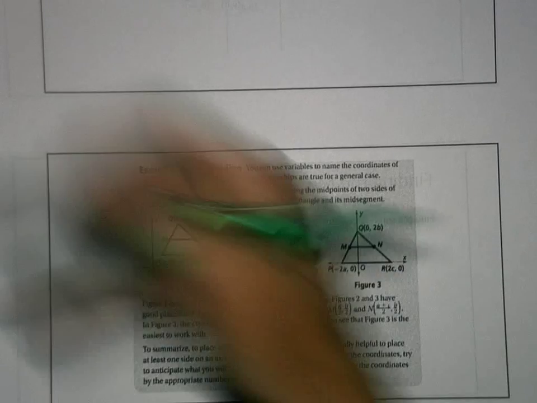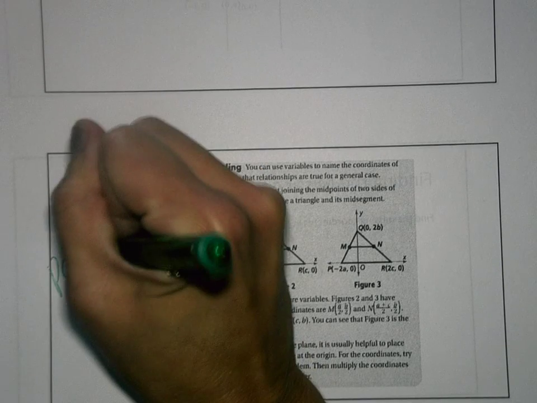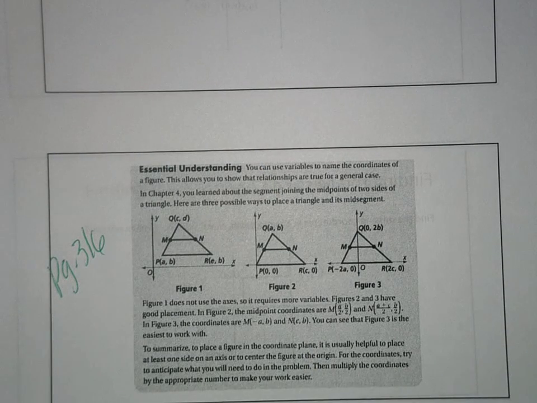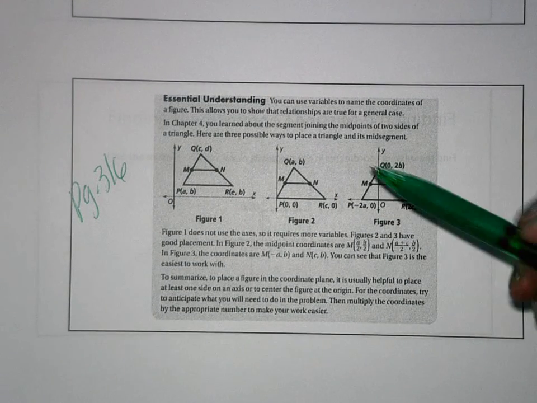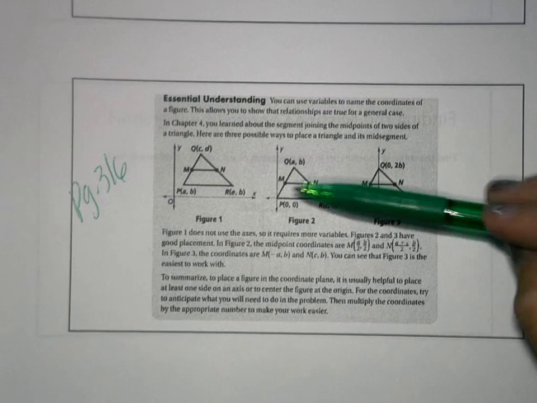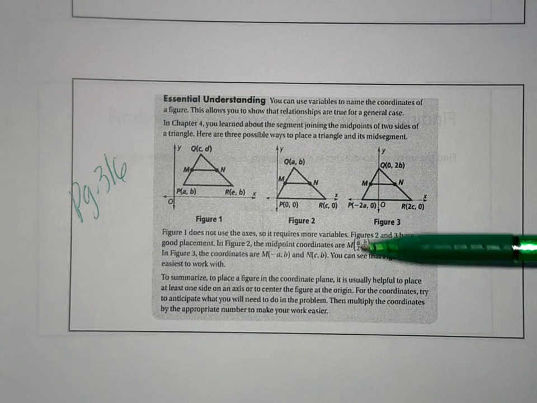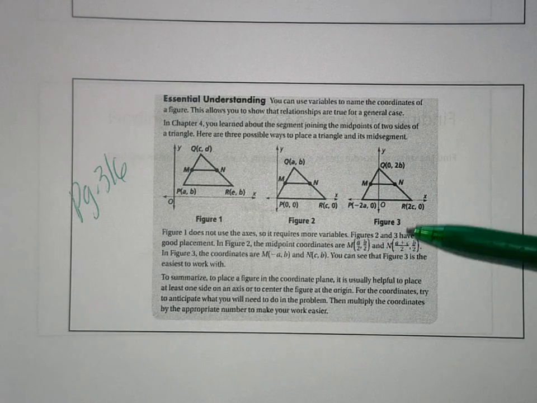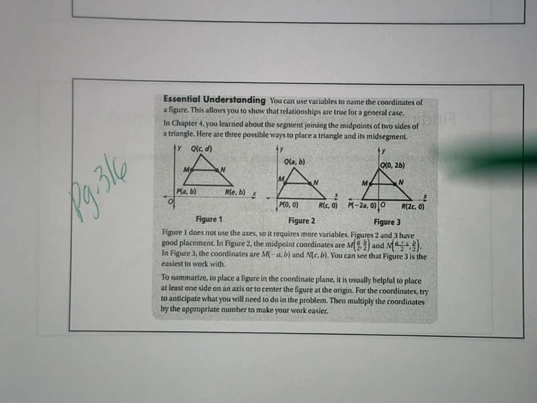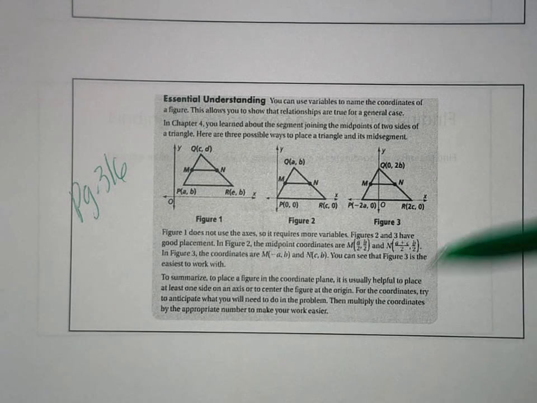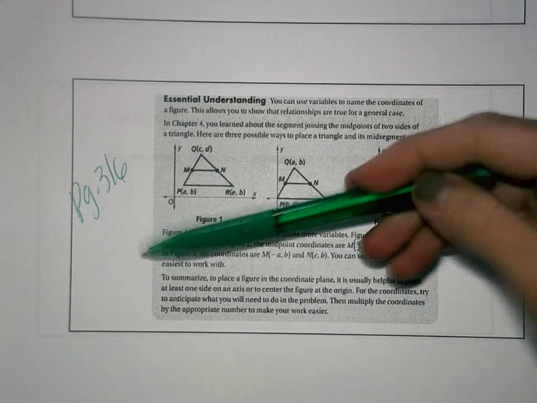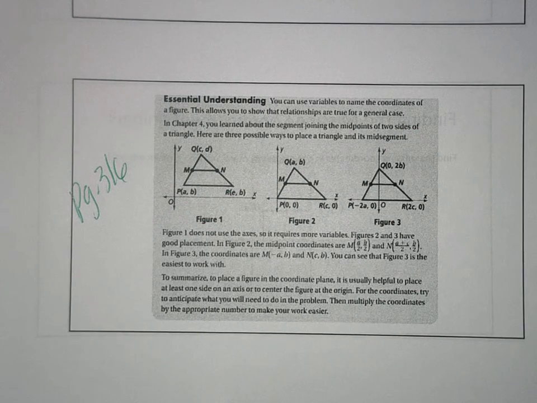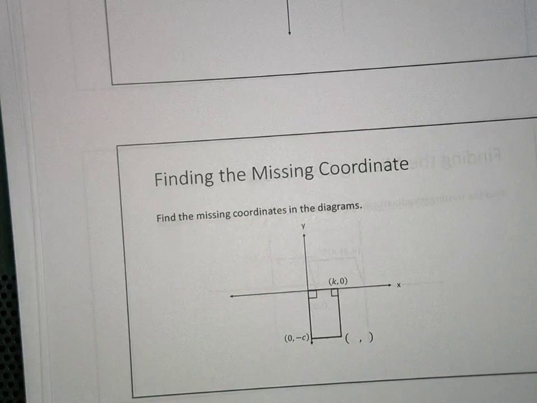In your books, this is on page 316. You don't need to turn to it because you have it right there in front of you. But basically, they are using letters instead of numbers to represent these points, okay? I feel like this is a little bit complex right now, so we're going to do some other examples, but if you want to go back and look at this after the lesson is over, this will make a little bit more sense. Okay, so we're going to go ahead and turn the page.